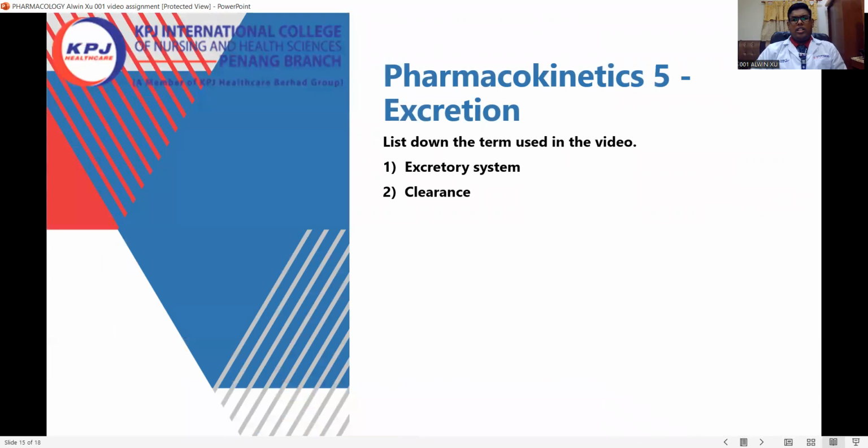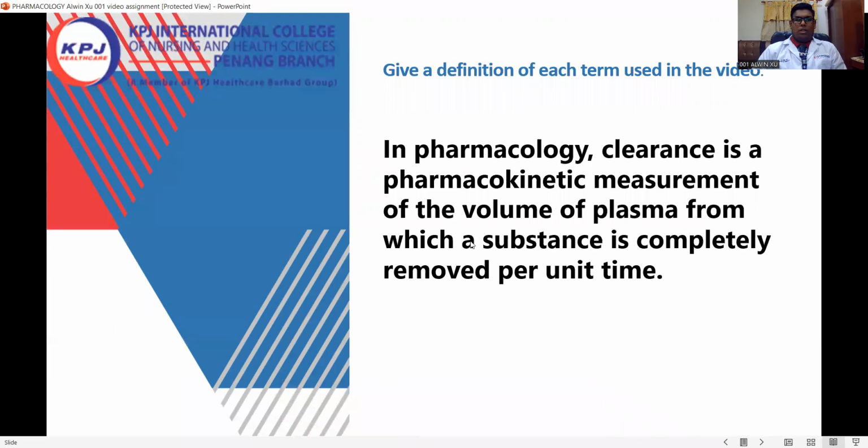Pharmacokinetic five, excretion. The terms used are excretion, system, and clearance. The definition of each term used in the video is: in pharmacology, clearance is a pharmacokinetic measurement of the volume of plasma from which a substance is completely removed per unit time.